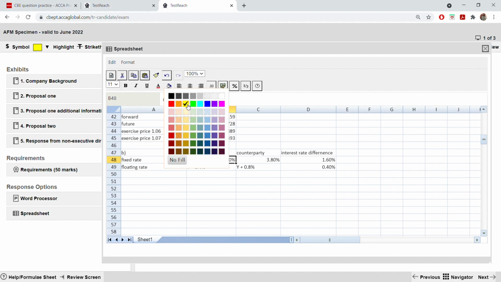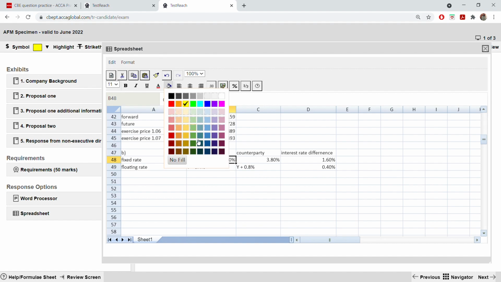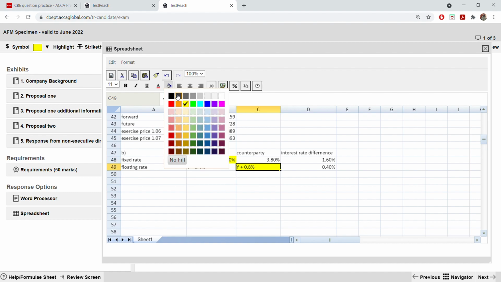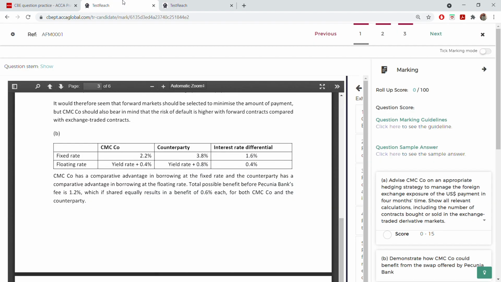This too, let me highlight it. Okay, highlight it. So this will be fill and that's it. Okay, you have to change the color and then okay, this is with swap. That means without swap it is 3.8 and Y plus 0.4%. You have to write it. The CMC has a comparative advantage in fixed, counterparty in floating rate. Okay, so that's why they have to choose this.